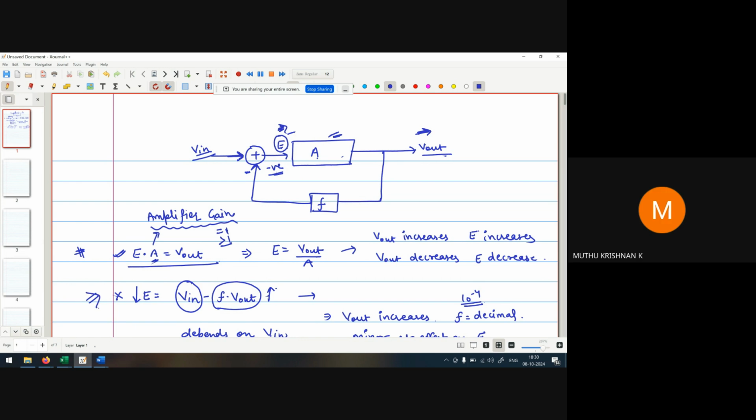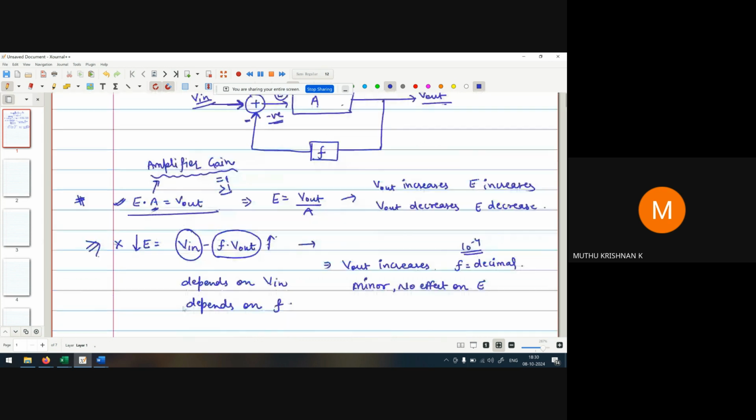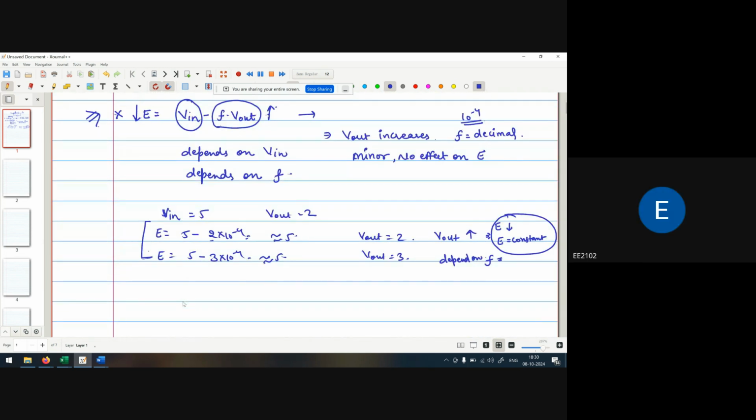Okay, let's say if F is not so small, then it will increase it by at least a few amounts. But it is dependent on the feedback. Somehow the feedback is not required, then what?